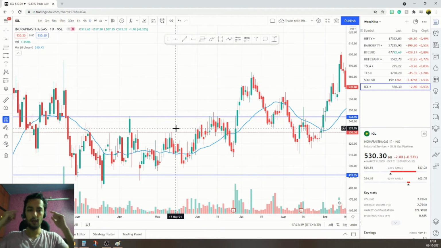Another thought process you should have is that the price is in a particular range. That means it is not able to break the resistance and it is not able to break the support. So what happens is that volume is generated, and momentum is gathering.